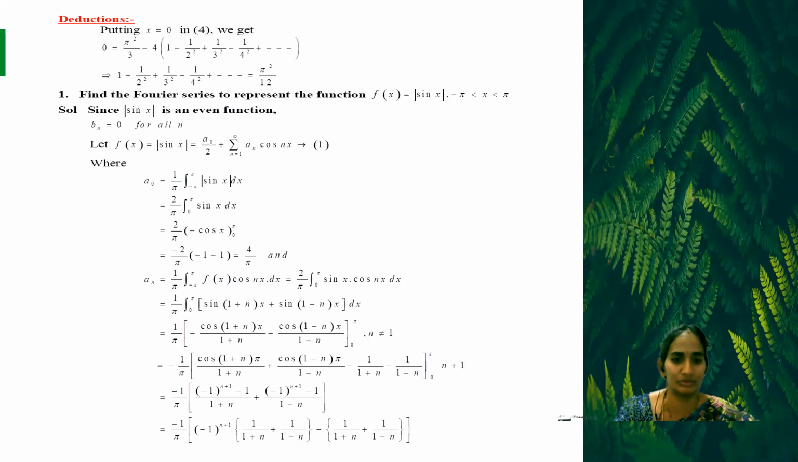You club these two terms in the denominator. Take the LCM and club the terms, with denominator n plus 1 and n minus 1. Now you are simplifying this step. You get minus 1 by pi into minus 1 whole power n minus 1 into 1 by n plus 1 plus 1 by n minus 1, minus of 1 by n plus 1 plus 1 by n minus 1.